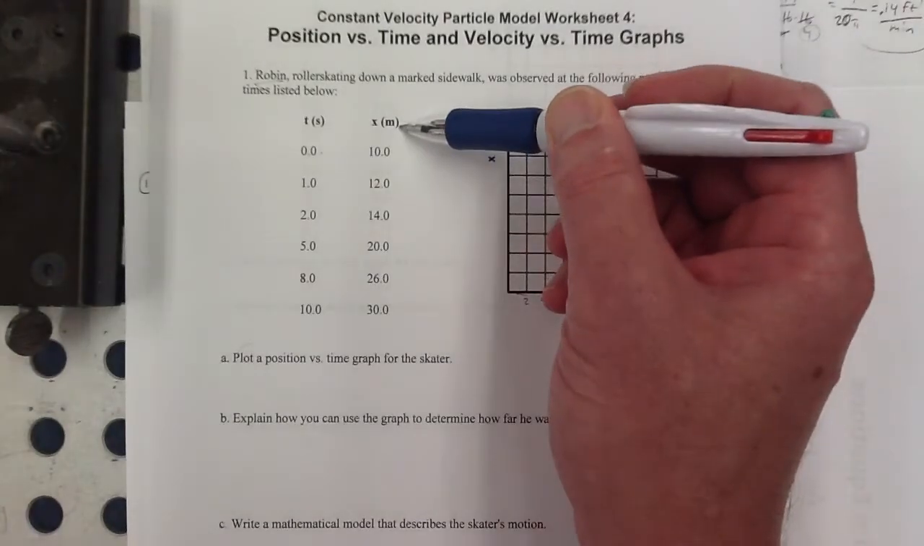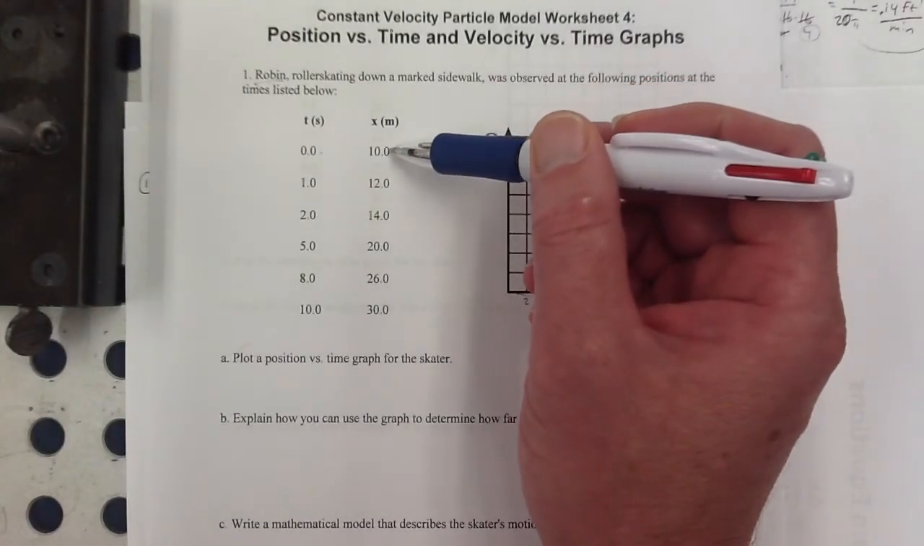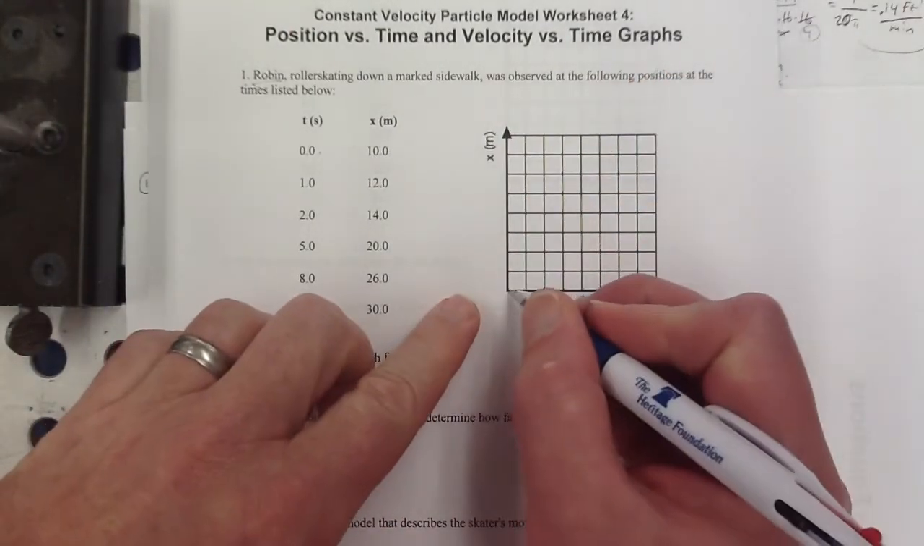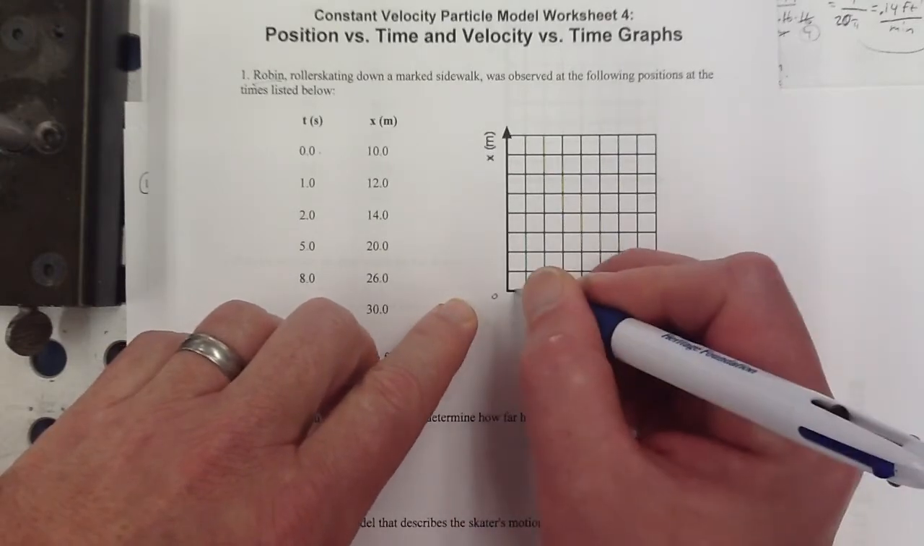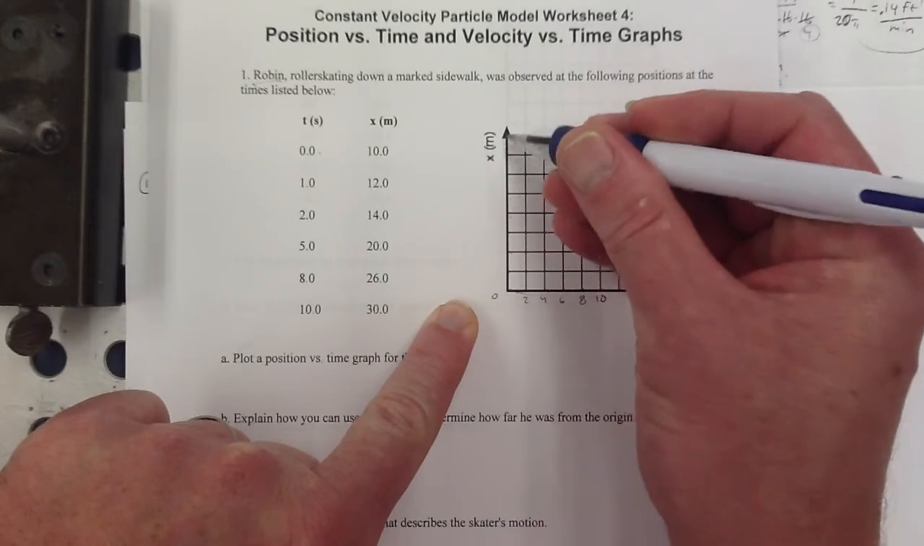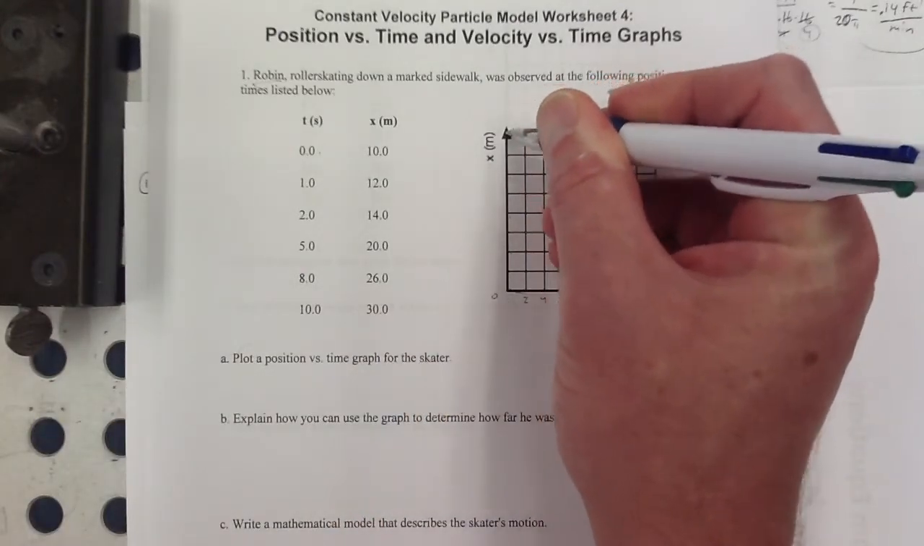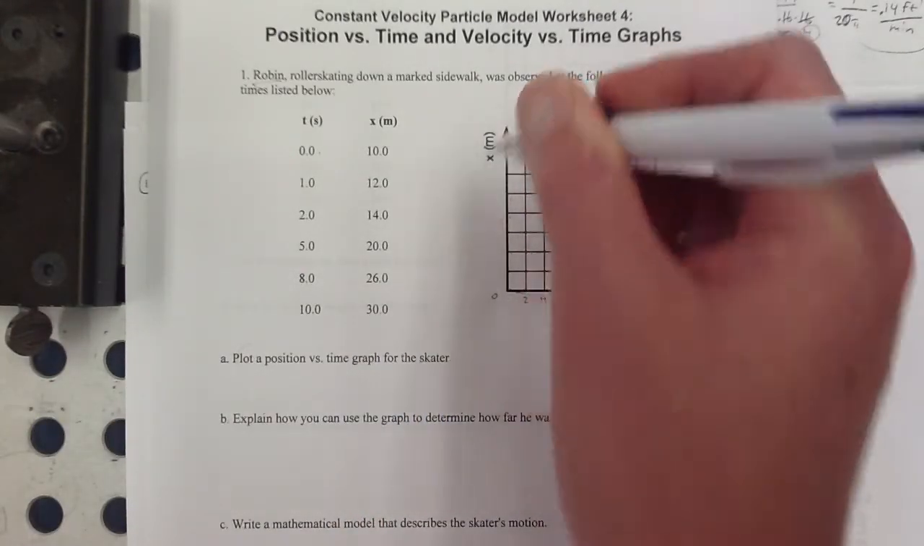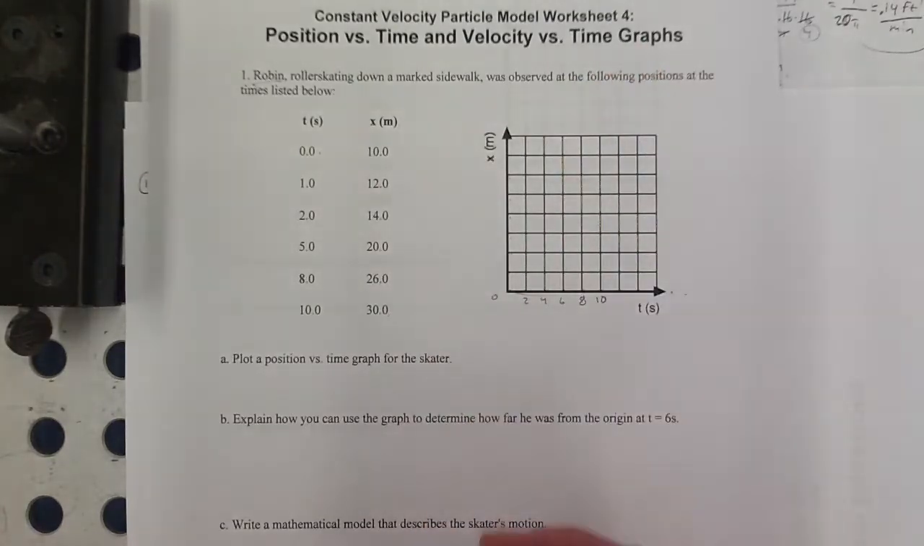So how about the position? I'm going up to 30, so I always want to start at 0. So let's see how many boxes I have. 1, 2, 3, 4, 5, 6, 7, 8. If I went by 4's, then that would get me up to 32.